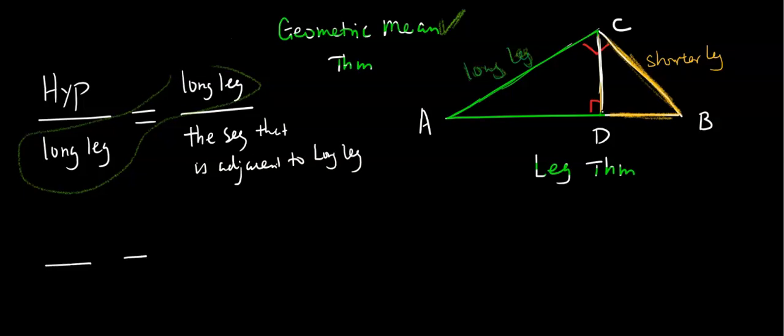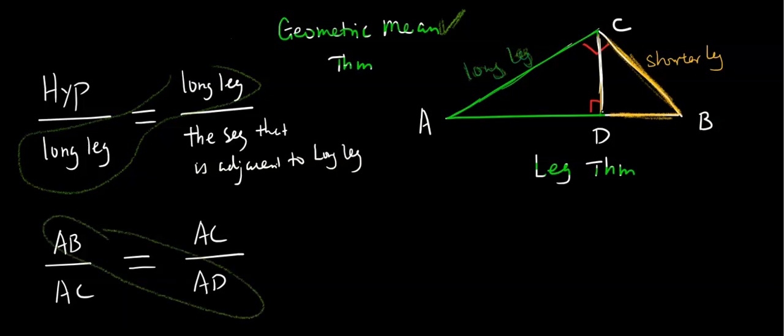We're going to change them. Write in names. Hypotenuse is, in this case, AB. Long leg, in this case, is AC. And the segment adjacent to long leg is AD. What a beautiful relationship. Once again, can we switch the means after we finish writing the first one? Can we make a variation? Of course. We can say leg, leg. Hypotenuse, you stay here.